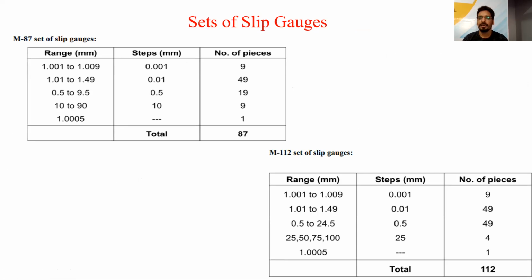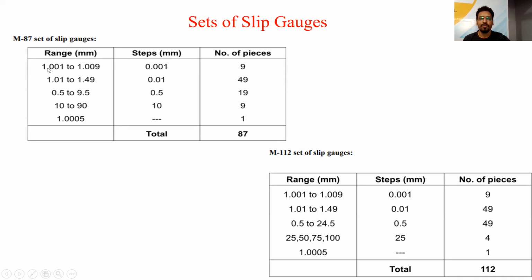Slip gauges are always available in sets. For example, if there is a box whose name is M87, it means it has 87 pieces of slip gauges. And how it is classified, this table shows you. The first column specifies the range, the second one is the step, and the third one is the number of pieces.